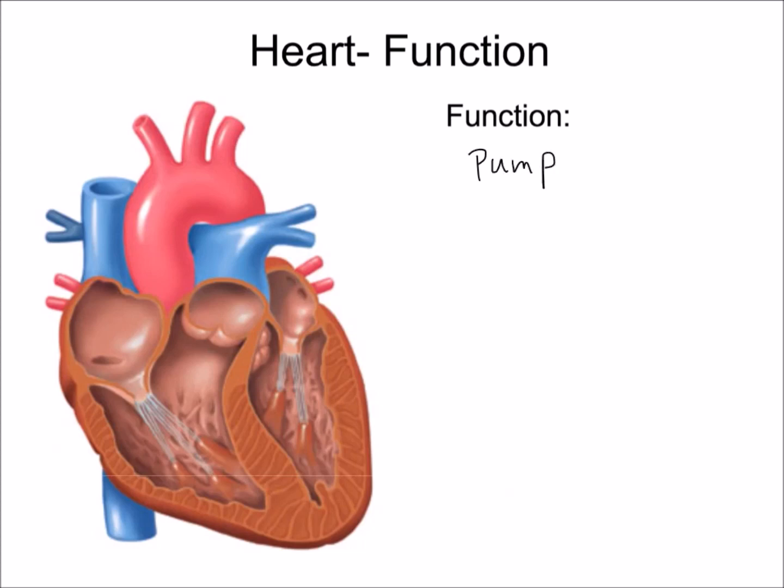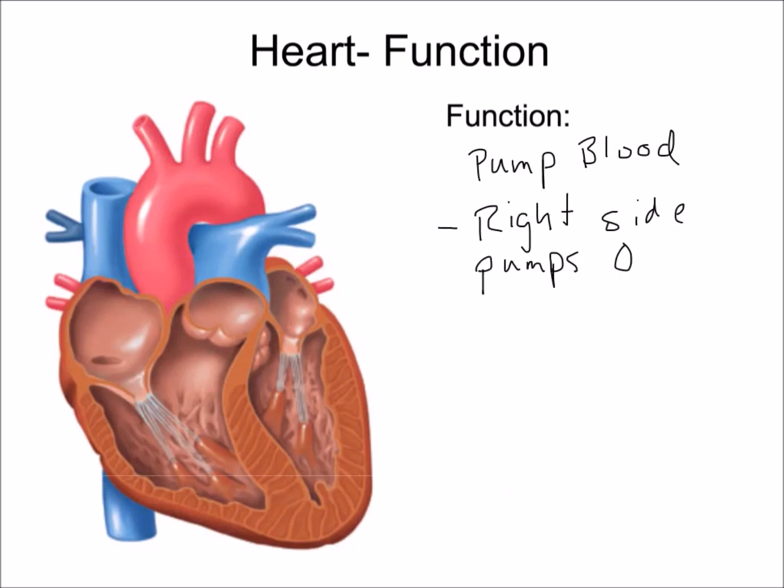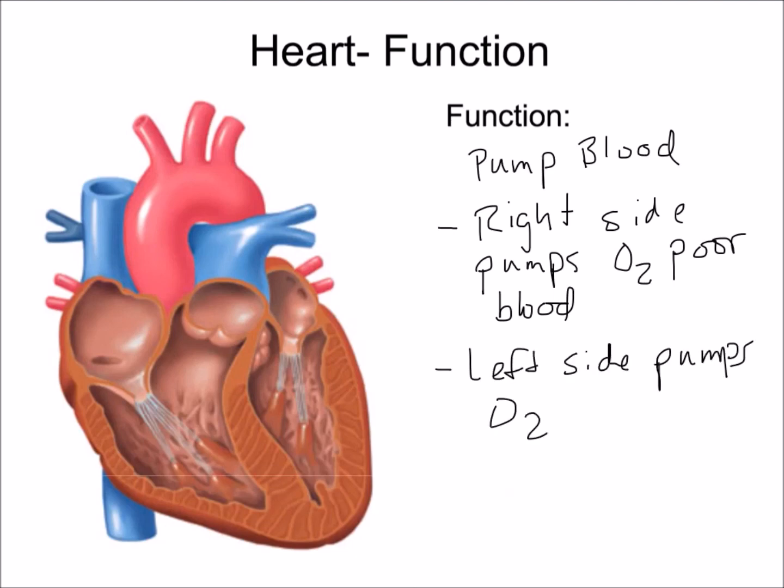Alright, so the function of the heart is to pump blood. It's not a no-brainer, right? Pump blood. And there are two types of blood it's going to pump. It's going to pump oxygen-rich blood and oxygen-poor blood. Now specifically, each side of the heart controls what type of blood it pumps. So the right side of the heart pumps oxygen-poor blood, and the left side of the heart pumps oxygen-rich blood.